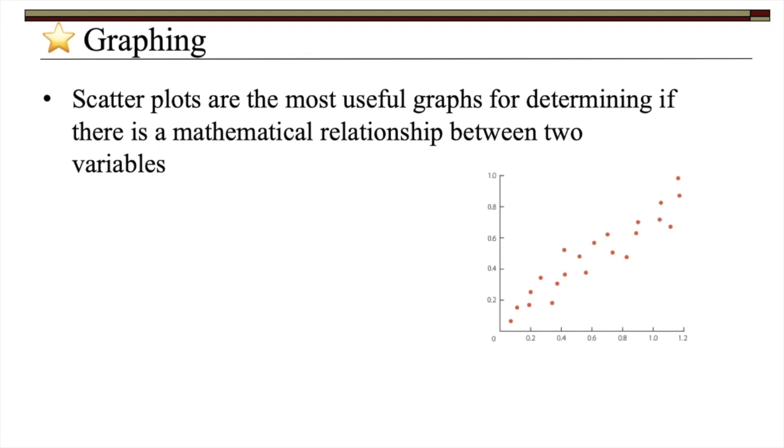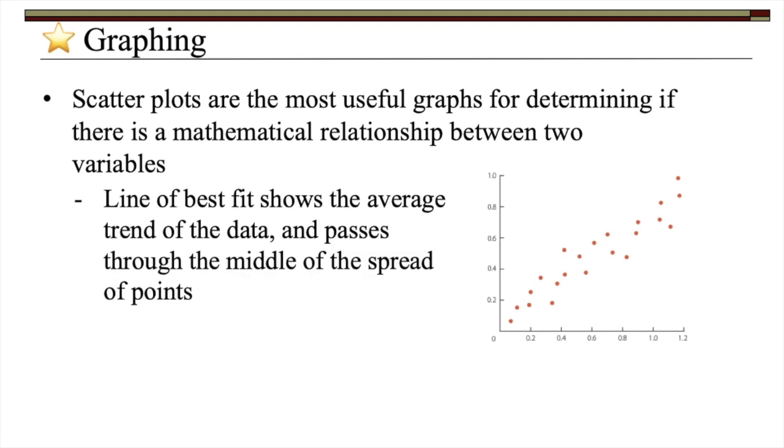If there is a mathematical relationship between your two variables, like you can see in this example, the data points seem to go at a linear rate, you can draw a line of best fit, or a trend line, that shows the average of the data. In this class, we're going to be making trend lines if we appear to have linear data. And that trend line should always pass through the middle of the spread of points, like so.